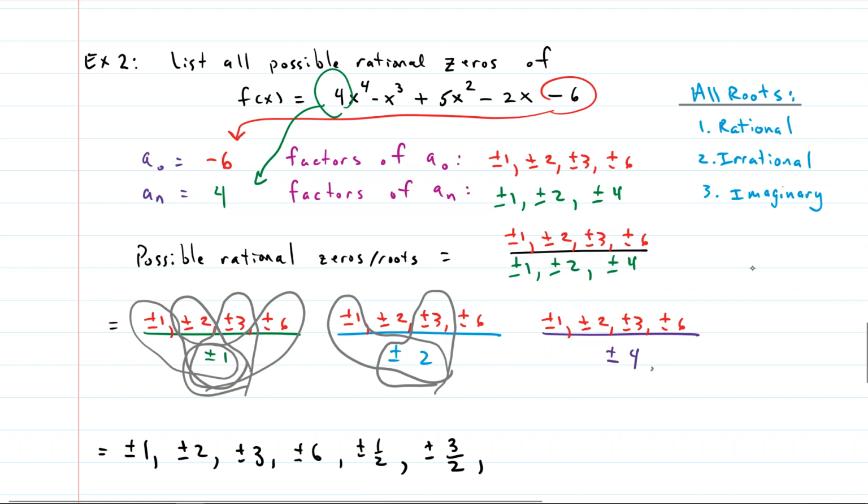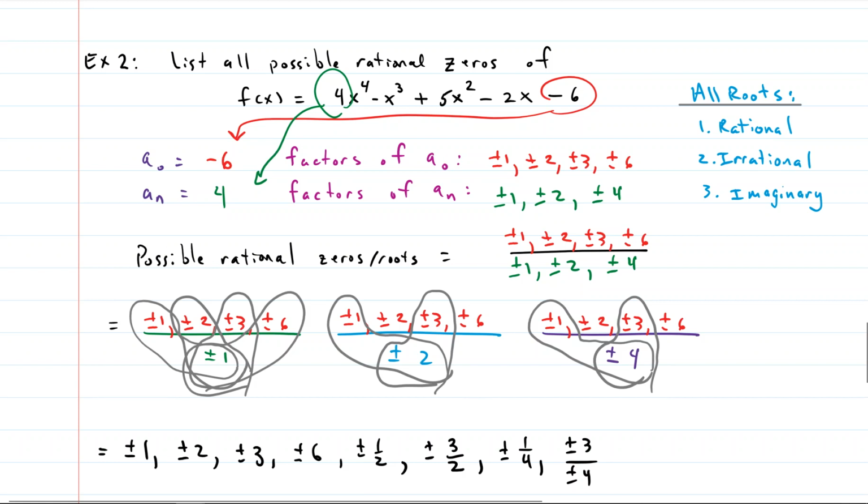Next is the plus or minus 4 in the denominator. Wow, look at that. That's a new one. Plus or minus 1/4. Let's see what the next one is. Plus or minus 2 over plus or minus 4. That's plus or minus 1/2. We already have that. Plus or minus 3 over plus or minus 4. That's new. Let's add that. Perfect. And the last one, plus or minus 6 over plus or minus 4, that can be simplified to plus or minus 3/2, which we already have. So there we go. This is our list.